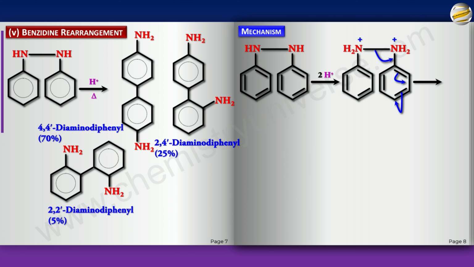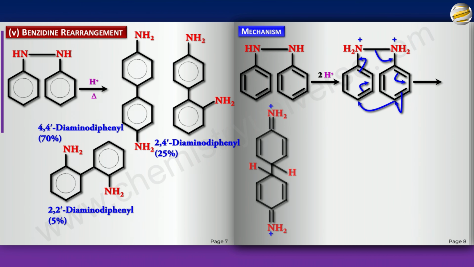This carbon will act as a nucleophile and attack this carbon. The pi bond will shift here and this will shift here. So the para of one is attacking the para of the other. You will end up getting this. If you can't understand this, try and make it yourself. You will get this, and then it will lose both the H plus ions.